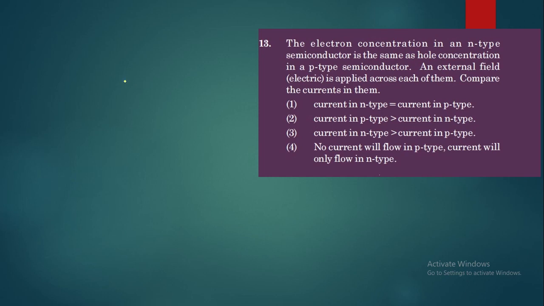Well, the mobility of hole is always less than the mobility of the electron, because holes are attached with the ions. Thereby, the electron, since their mass is less, their relaxation time is less, which means the electron will constitute more current. So current in the n-type will be more. So this is option 3.